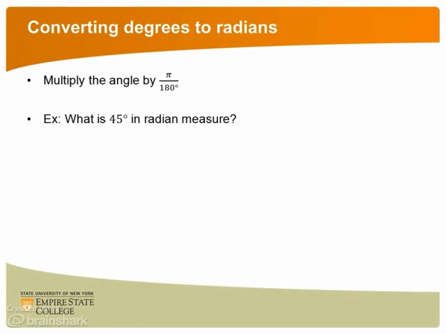For example, suppose we want to convert 45 degrees into radian measure. We multiply the 45 degrees by pi over 180 degrees. So we have 45 degrees times pi over 180 degrees. We can simplify this fraction to pi over 4. Note that the degrees cancel out, and we are just left with a number answer.